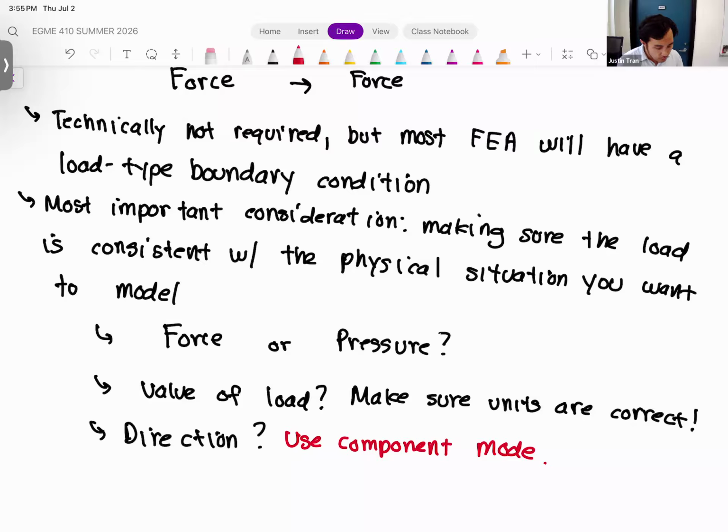Okay, so those are just a few of the considerations that you need to think about when you're applying your load type boundary conditions. Applying the load type boundary conditions is straightforward, but getting it wrong is just as easy as getting it right. So you want to make sure that you get this correct. Otherwise your solution is going to be worthless. Okay.